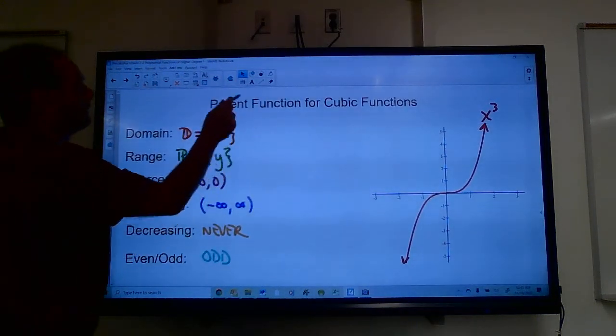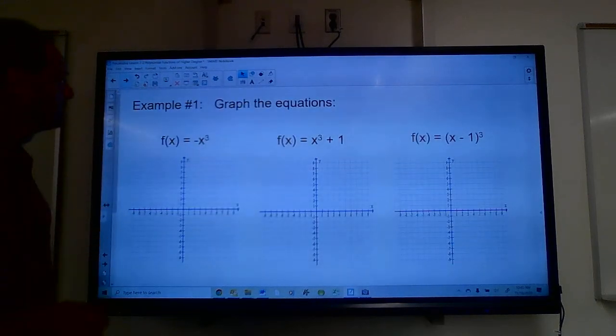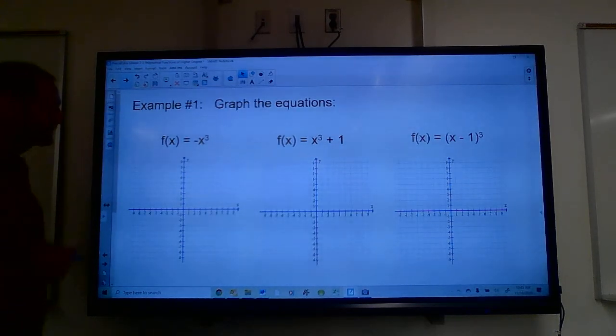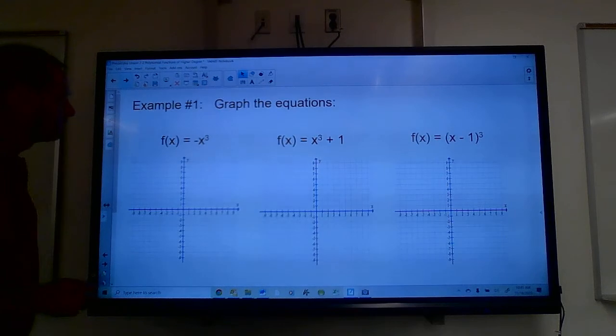All right, so there we go. So graph the equations. So negative x cubed, well, it's going to look just like positive x cubed, except it's going to be backwards.